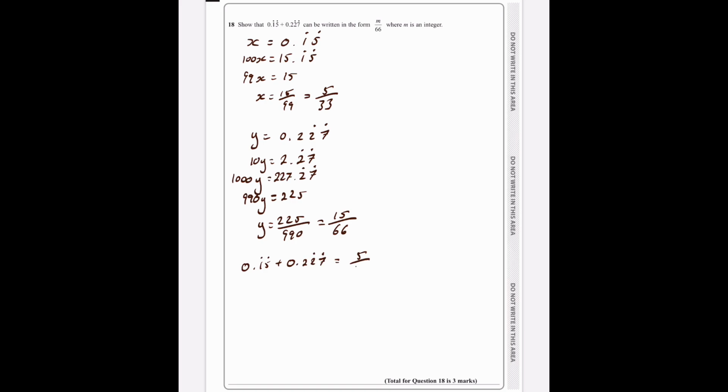So adding the two together, we've got 5 over 33 plus 15 over 66. I turn my 5 over 33 into 10 over 66. Add the numerators together and we get 25 over 66, which is what the question wanted.